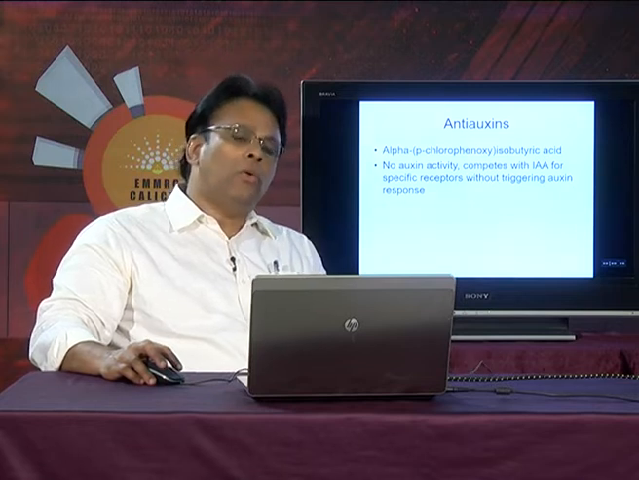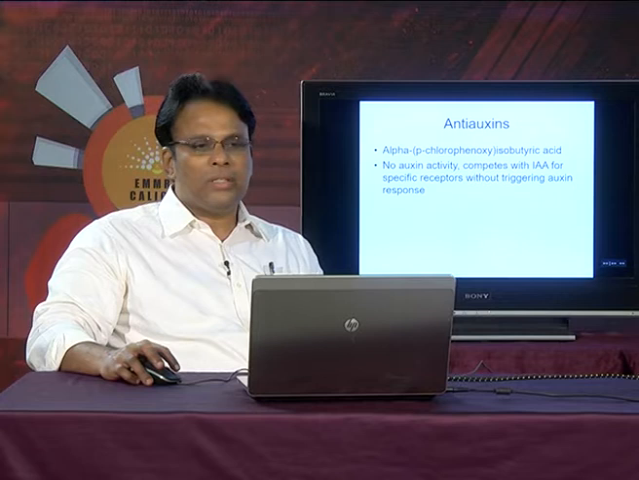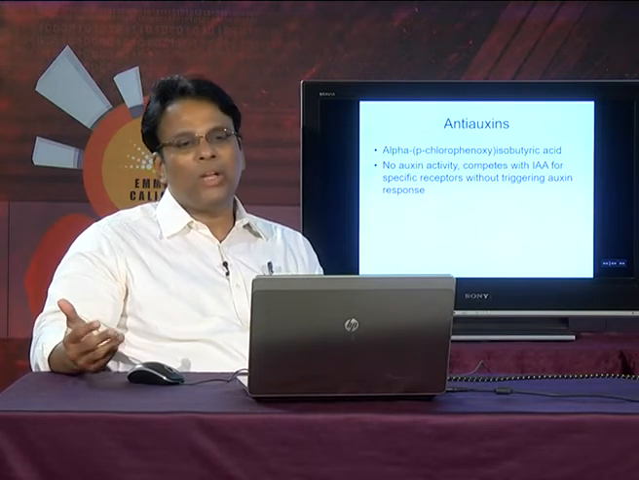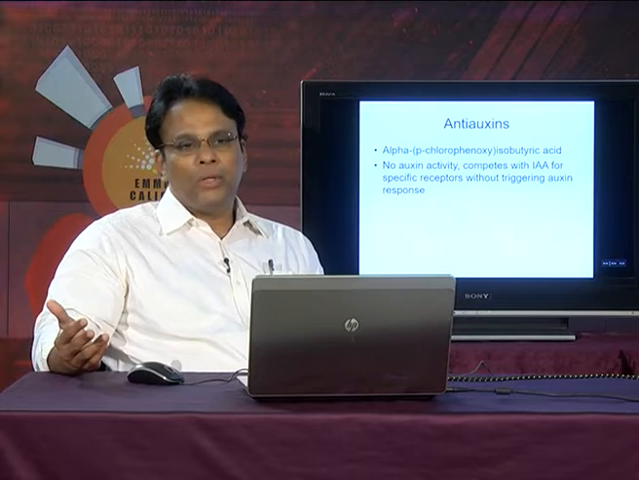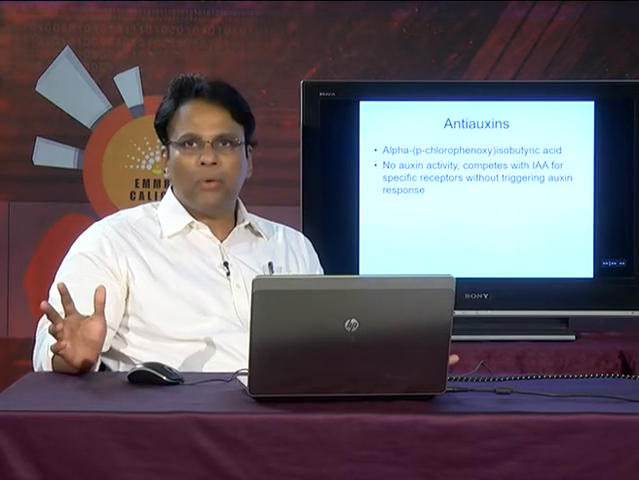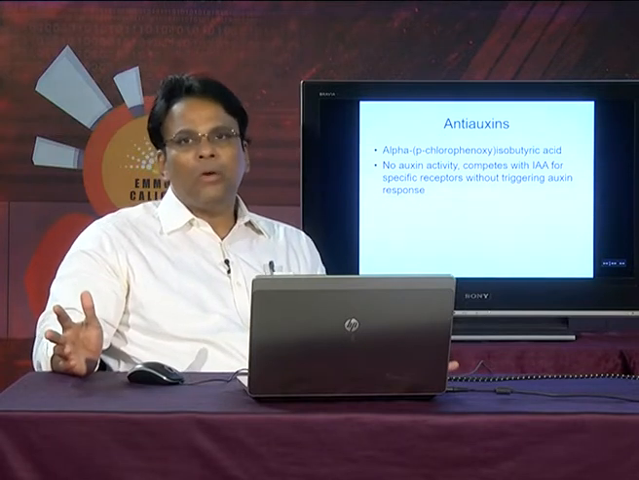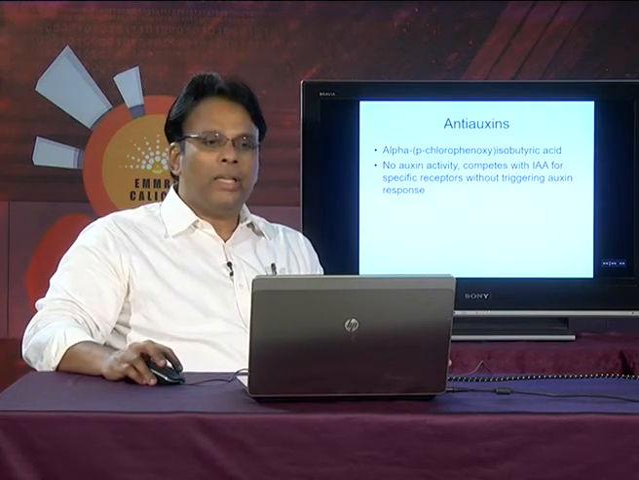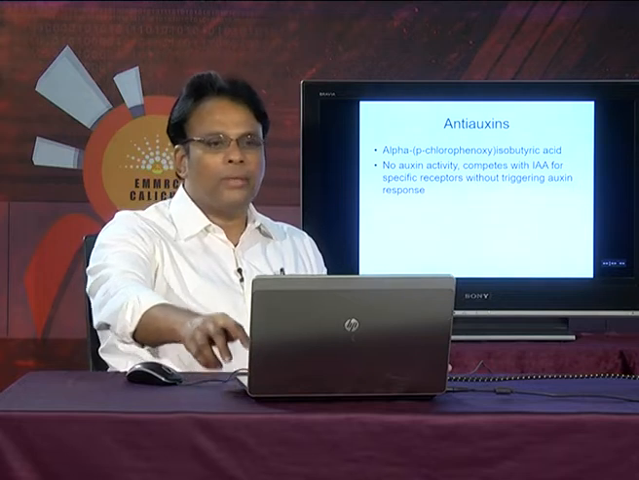And together with that, they also came out with the invention of anti-auxins. Anti-auxins are substances which have no auxin activity, but they can compete with an auxin, for example IAA, that is indole acetic acid, for specific receptors without triggering auxin response. So they will just go and bind, but they will not bring about any auxin action. So they can, in one way, prevent the auxin activity. That is the specialty of these anti-auxins, and one such anti-auxin is alpha para-chlorophenoxy isobutyric acid.